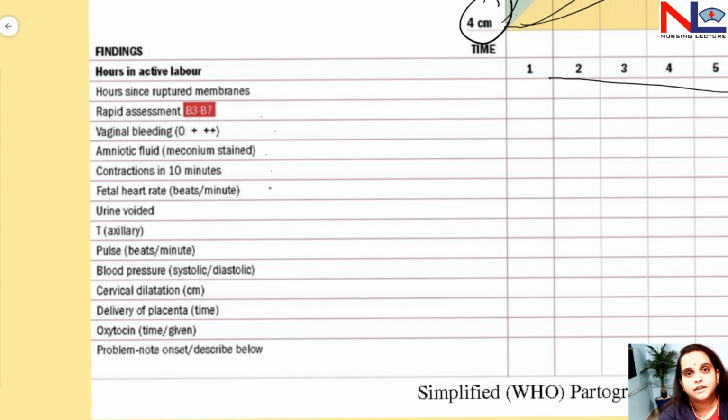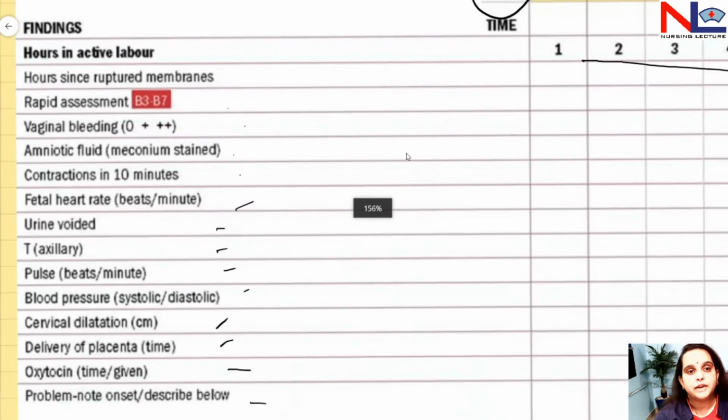Ideally it is considered that in the late first stage of labor there should be 3 contractions in a 10-minute duration. Now the fetal heart rate, how much it is, whether the woman has voided or not, what about her temperature, pulse, blood pressure, cervical dilatation rate, or if the placenta is delivered then what was the timing of delivery of the placenta, and if you have given oxytocin, then how much dose and how many drops per minute. Or any other problems. You can just write it here in this simplified partograph.